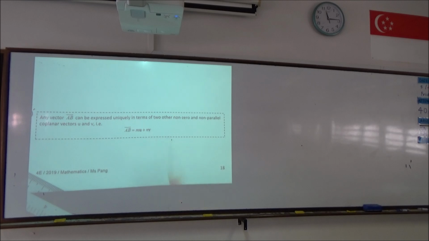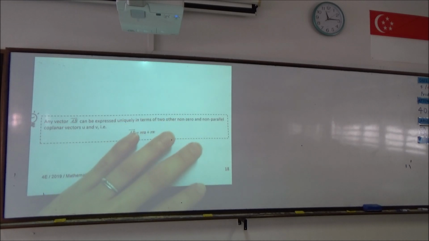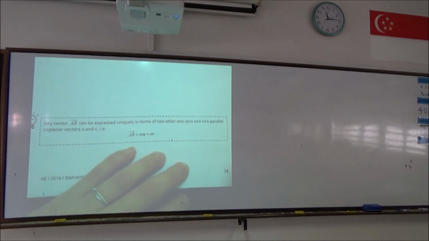Coplanar means that it is on the same plane, not your aeroplane, but on the same surface. Some people may really think that planes are aeroplanes.